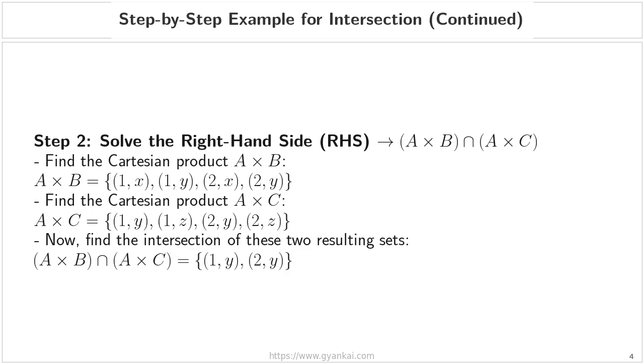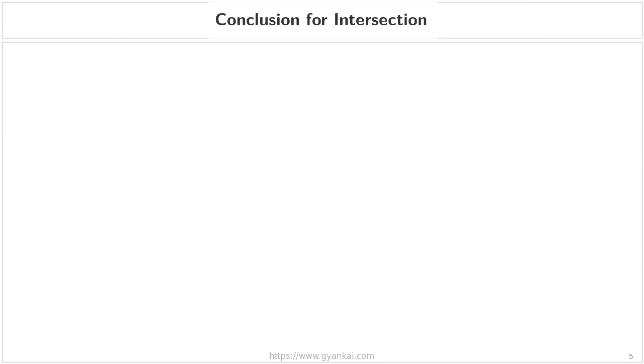We are looking for the ordered pairs that appear in both lists. If you look closely, you'll see that the pairs 1y and 2y are present in both results. Therefore, the intersection of A times B and A times C equals the set containing 1y and 2y. As we will see in the next slide, this result perfectly matches what we found in step 1. Conclusion for intersection.